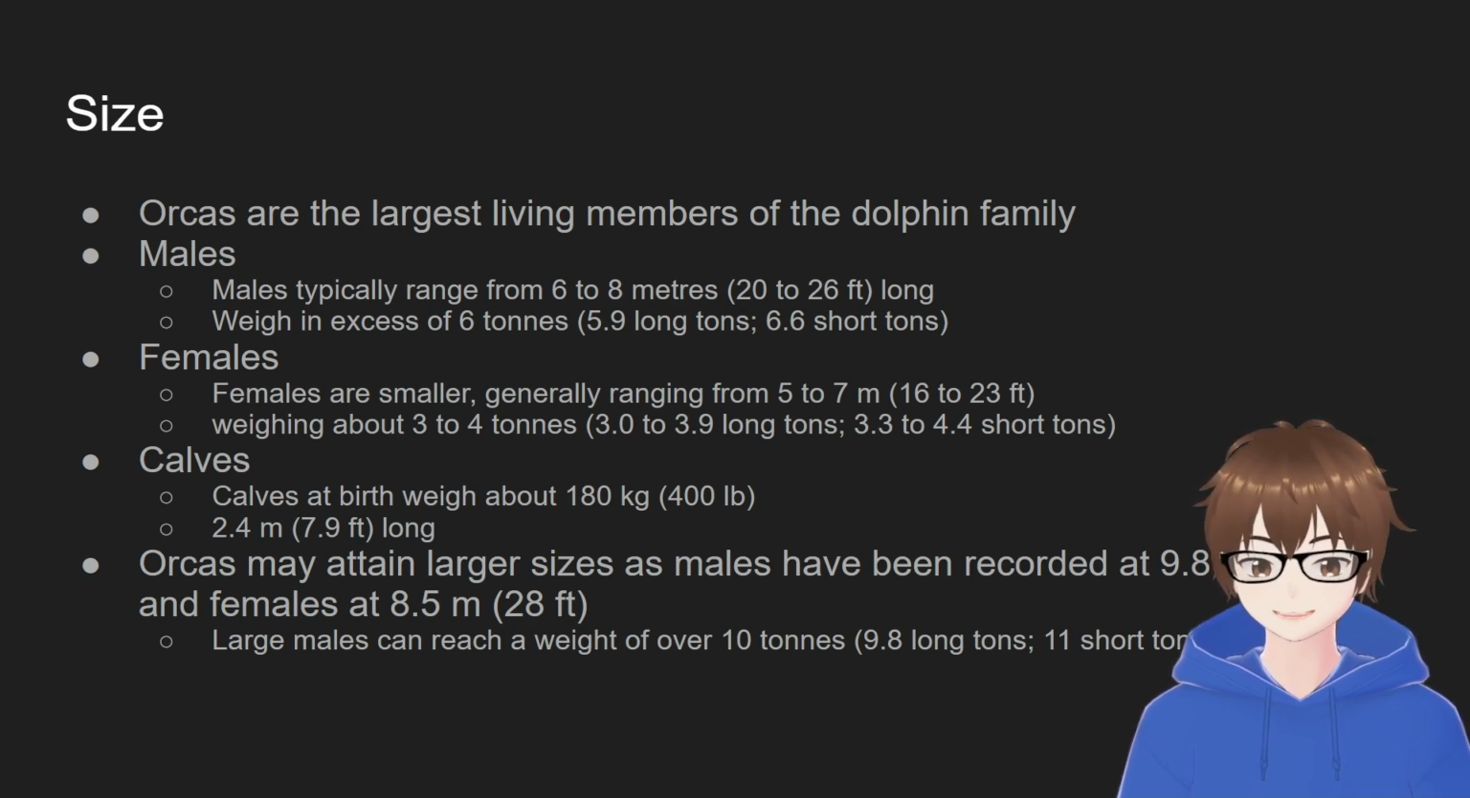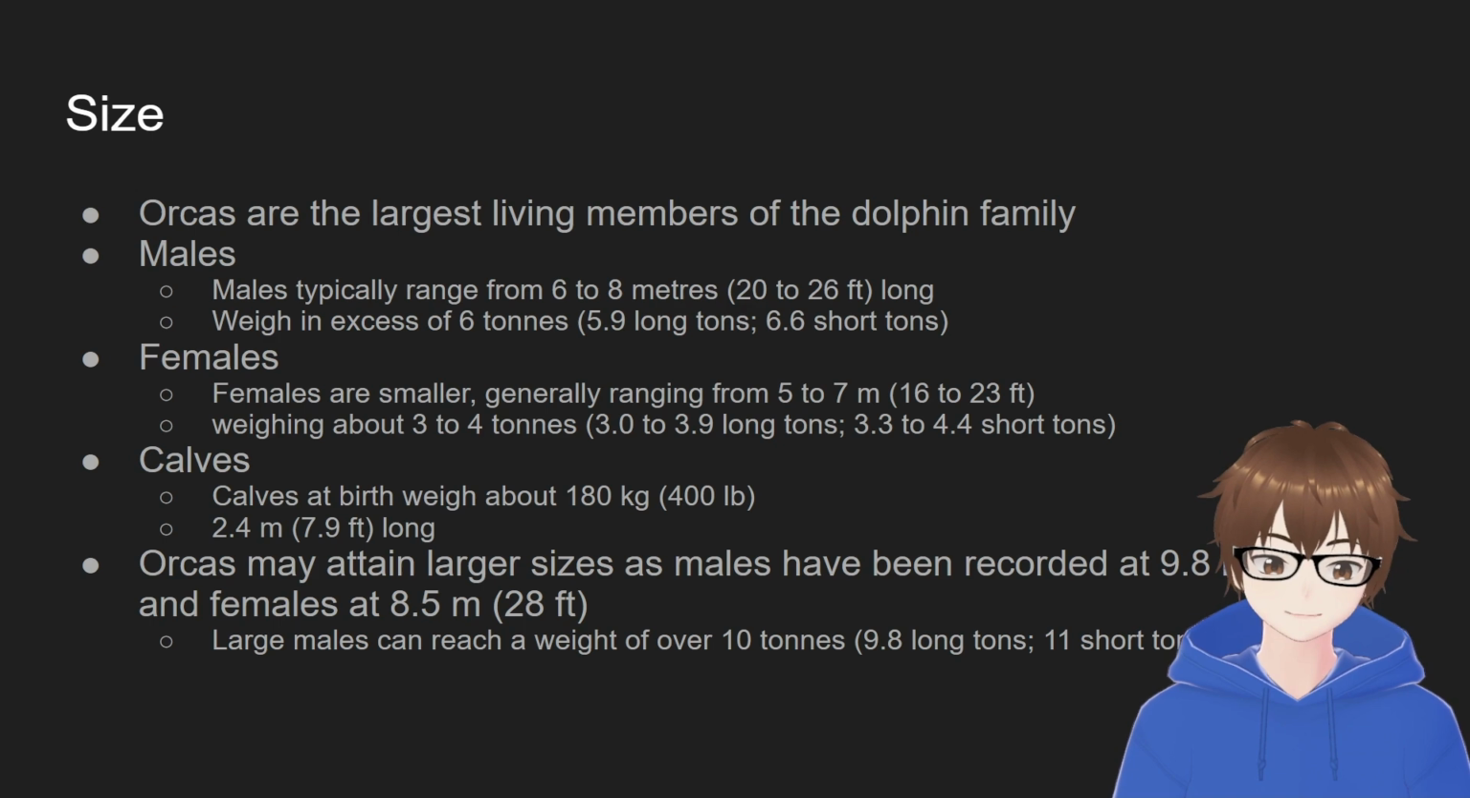Orcas may attain larger sizes, as males have been recorded up to 9.8 meters or 32 feet long, and females at 8.5 meters or 28 feet long. Large males can weigh over 10 tons. So they can get very, very big. Those first numbers are just averages; these are the maximums we've seen.